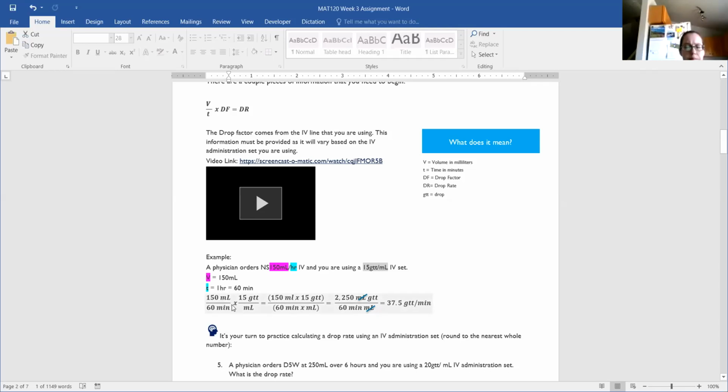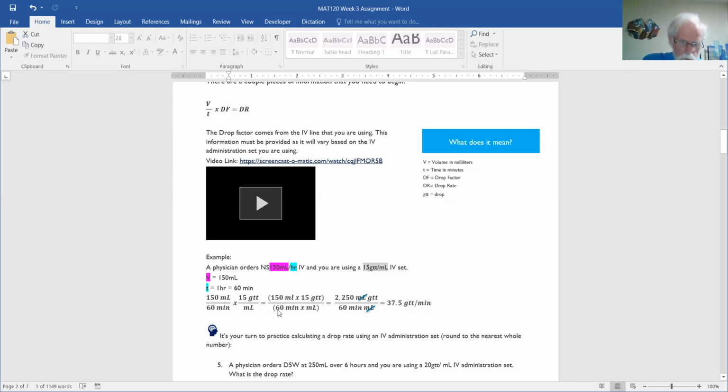Okay. Now, if we're using a 15 drop factor set, we multiply that rate by the drop factor. So we go from milliliters per minute and we multiply that by drops per milliliter. Milliliters cancel out and we get drops per minute. So we can see that here.